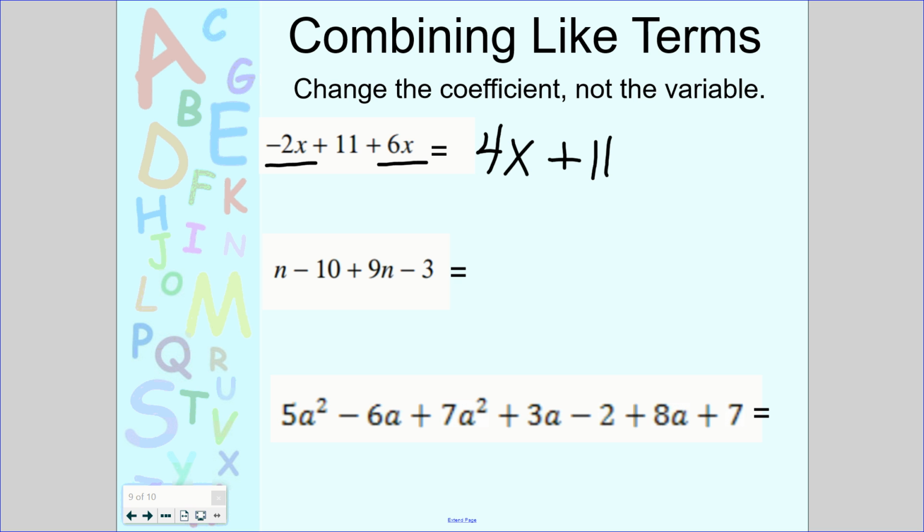So give me a pair of like terms in the second line here. 9n and n. And technically, what number's in front of that n if I wanted to put a number there? 1. Okay, do I have any other like terms here?